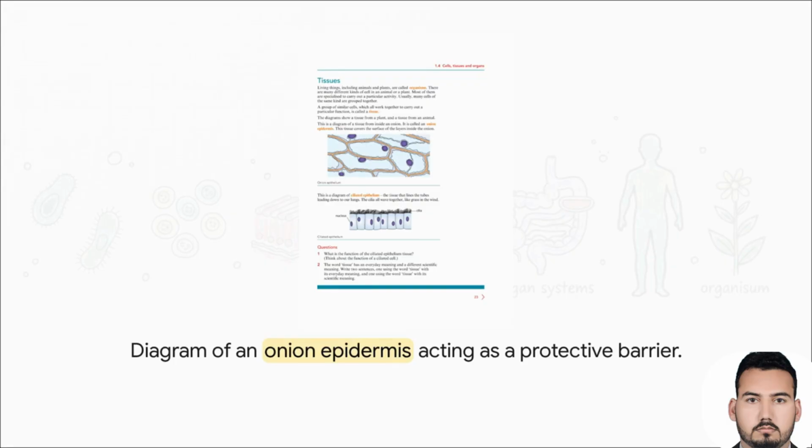Just look at how perfectly these cells are packed together. Their particular function here is to act like a barrier, covering the surface of the layers inside the onion. It's essentially a microscopic brick wall. It's a brilliant visual representation of similar cells teaming up to do one specific, highly protective job.